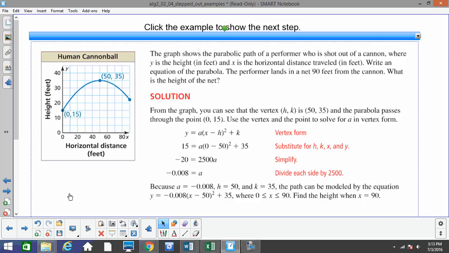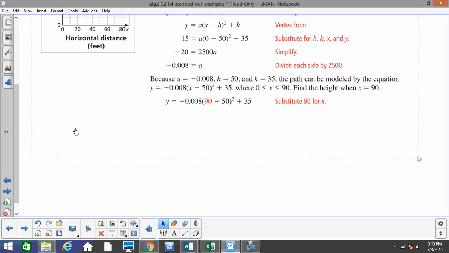So now we just write our equation. And we have to find the height when x is 90. So you plug 90 in there. Simplify, and you get 22.2. So the height of the net is about 22 feet.